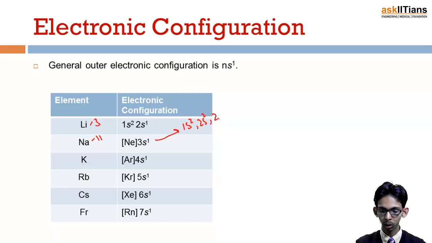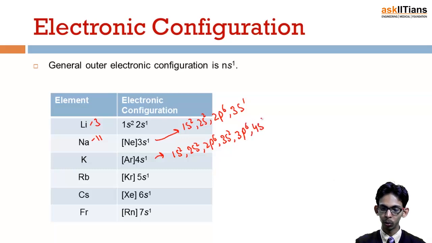2s2, 2p6 and then 3s1. Similarly for potassium we can write it 1s2, 2s2, 2p6, 3s2, then 3p6, 4s1.